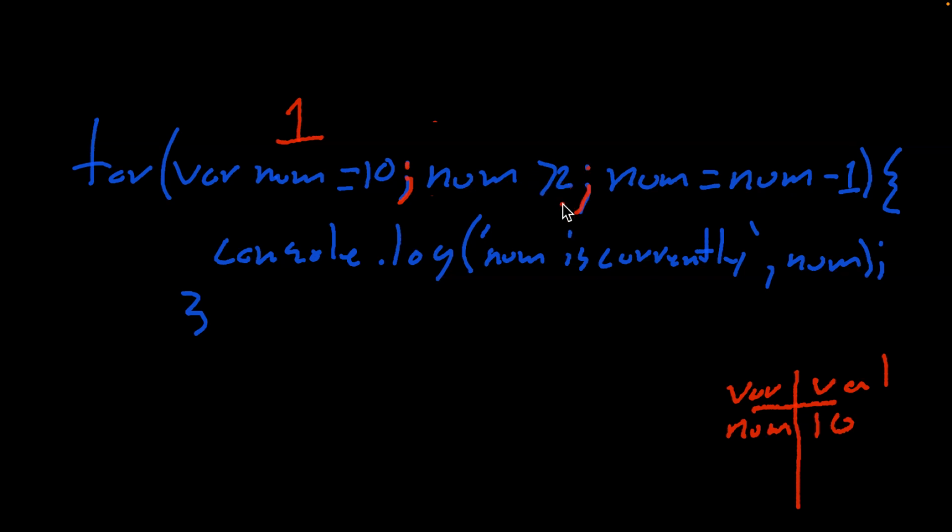So what does this mean? This is saying while num is greater than 2, do something. So we check our table. Is num greater than 2? So this is going to be the second thing we look at. Is num greater than 2? Yes, right? Right now it's 10. So we do something while it is true. So this is going to be part 3. So we do the thing, which is console log. And so I'll create a console section here.